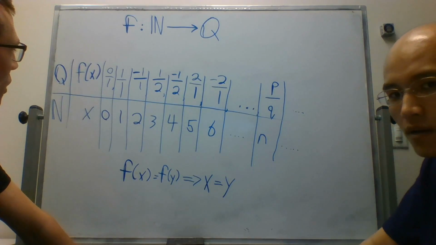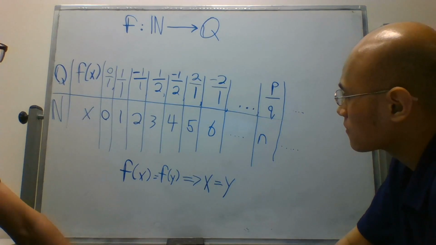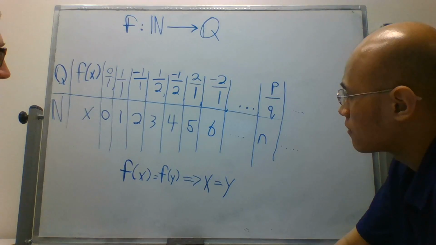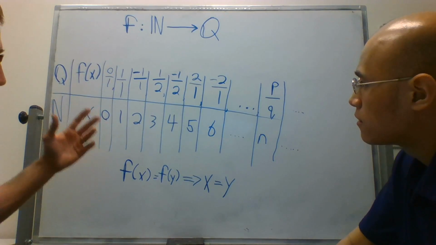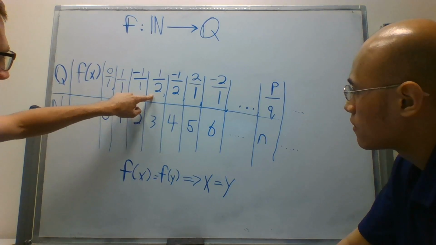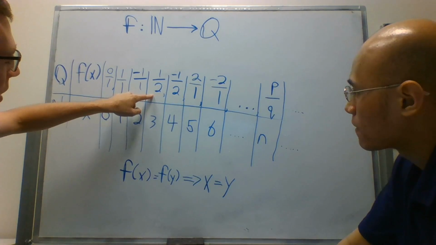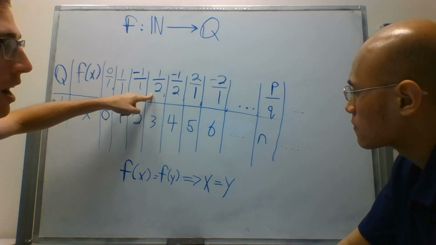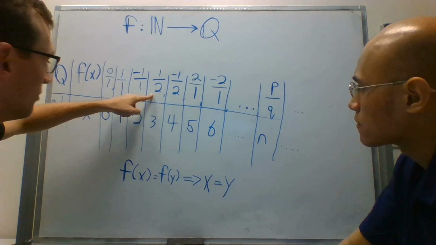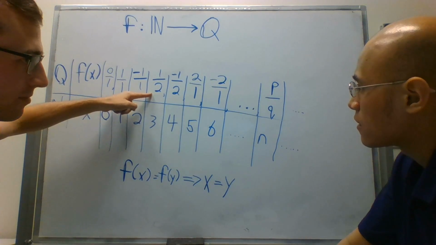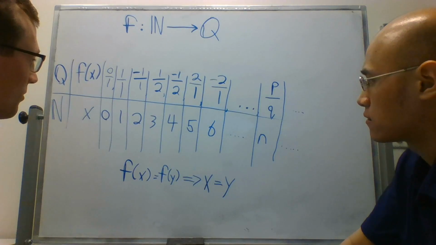So let's look at this function here. Let's say f of x equals 1/2. So we go here. This is our range of the function. So f of x equals 1/2. And let's say f of y also equals 1/2. Well, what's x going to be? It has to be 3. It has to be 3.